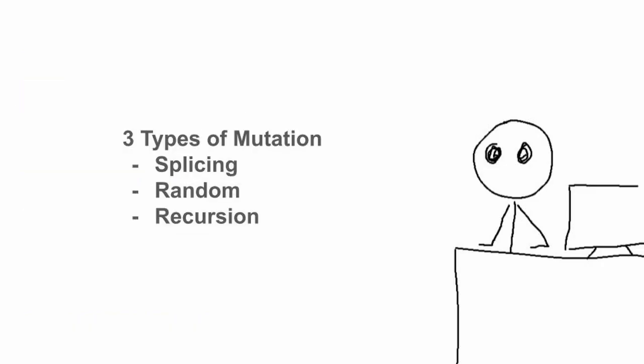Overall, I think it's pretty obvious that the mutations from the automaton, whether it be the splicing, random mutation, or the recursion, are just overall much more effective than the random parse tree mutations.